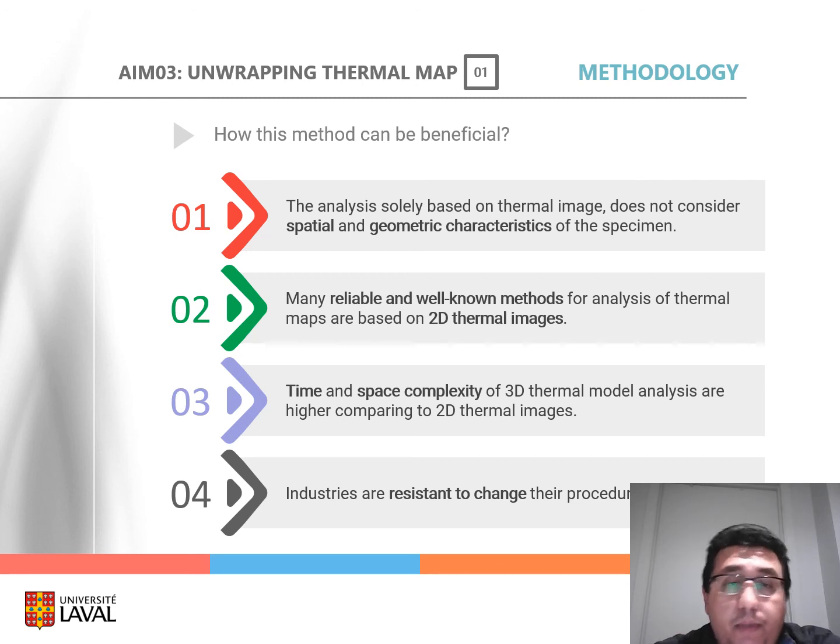But there are some problems. For example, many reliable and well-known methods for analysis of thermal maps are based on 2D thermal images. Also, time and space complexity of 3D thermal model analysis are higher compared to 2D thermal images. And finally, industries are resistant to change their procedures because of their standards and many other factors. So the best way is converting the 3D thermal models to 2D thermal images in a way that we can maintain the spatial and geometric characteristics of the specimen.